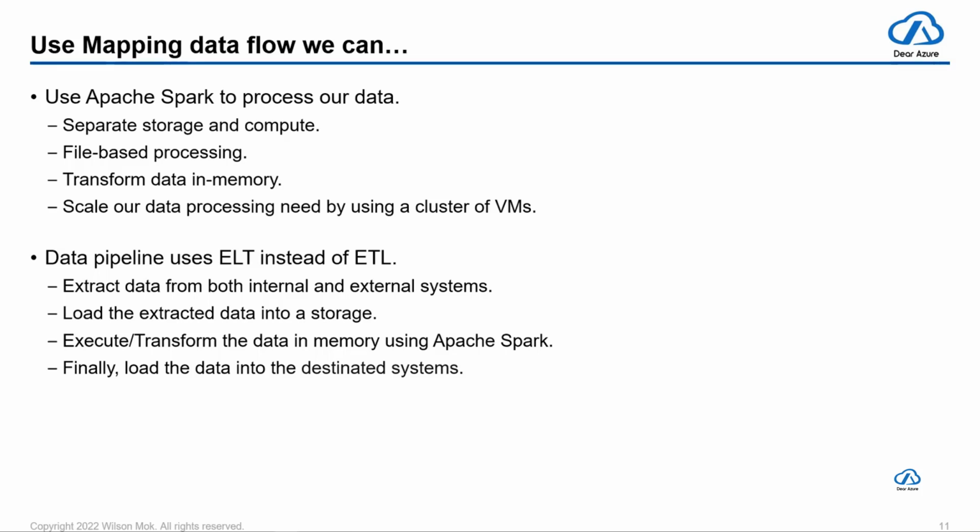And another difference is that we will extract data from both the internal and external system. So in this case, we will extract all of our sales information as well as the weather data to bring that into the storage so that we can transform them using Spark in memory. And of course, finally, we will generate one table that we will write the data into the designated system. But of course, if you need to write that data out to multiple tables, mapping data flow supports that as well.